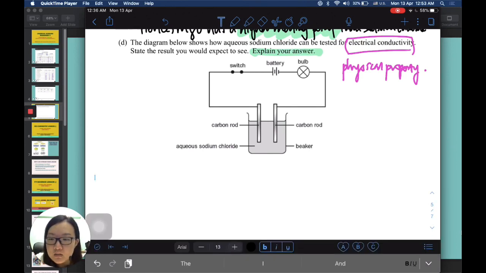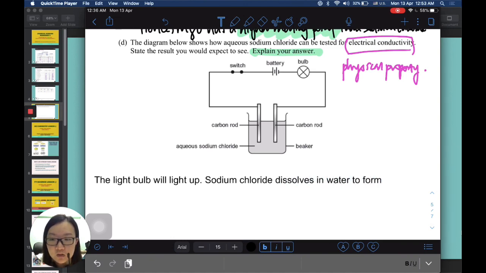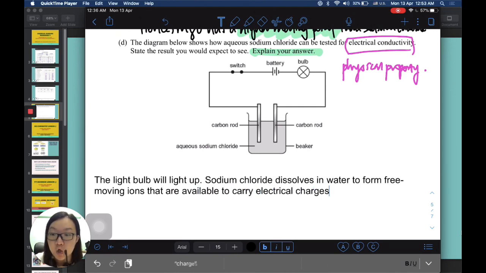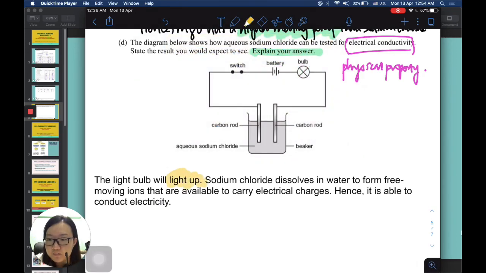Alright, so again, let me show you the answers because you should have attempted this already, right? So basically talking about physical properties of ionic compounds, there are three: solubility in water, melting and boiling point, and electrical conductivity. So this is the third one. Your answer will be the light bulb will light up, because sodium chloride, your ionic compound, dissolves in water. It is soluble in water, therefore it dissolves in water to form free moving ions. And these ions are able to carry electrical charges, therefore it can conduct electricity in this setup.